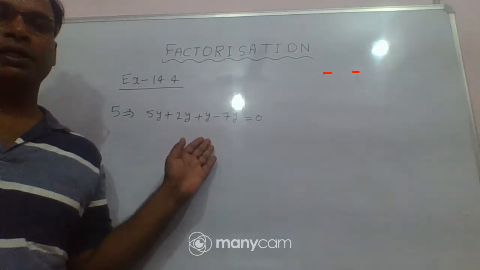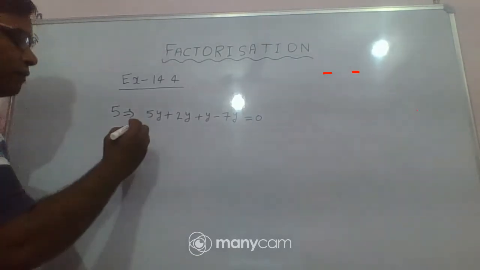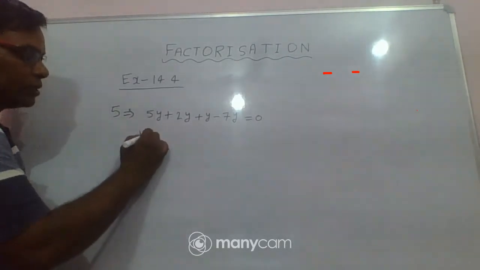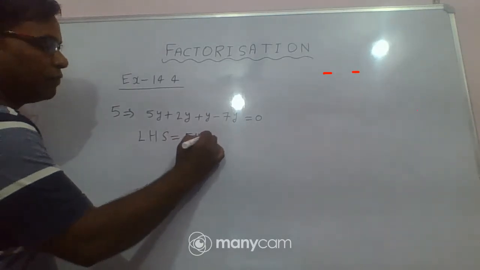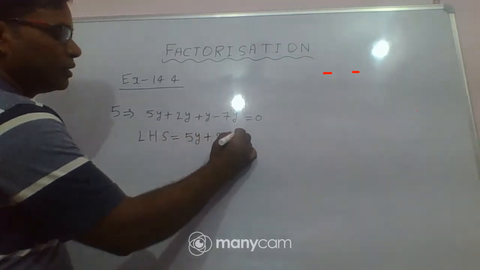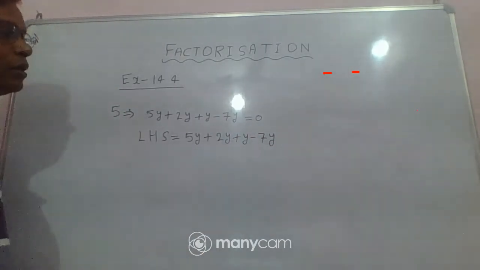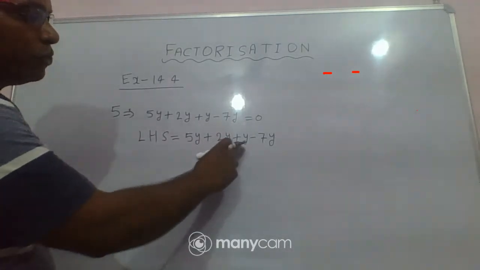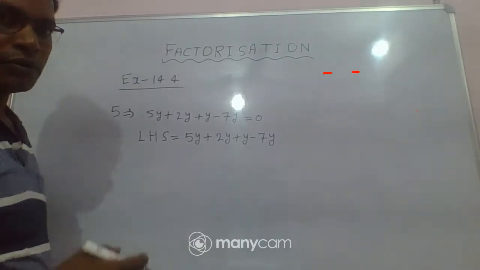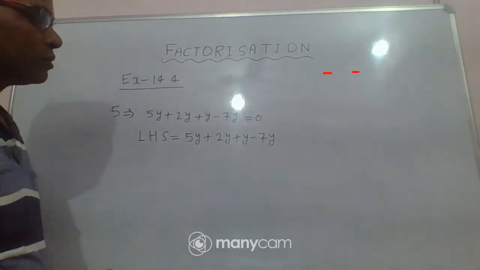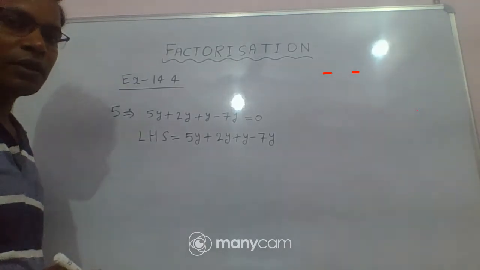So first we take the left hand side. What is the left hand side? 5y plus 2y plus y minus 7y. This is the left hand side. So first we write left hand side is equal to 5y plus 2y plus y minus 7y. So you can see here y and y. So these are like terms. In like terms, addition and subtraction is possible.